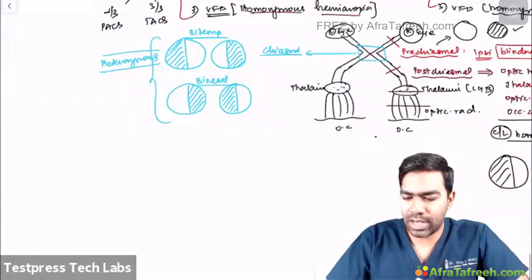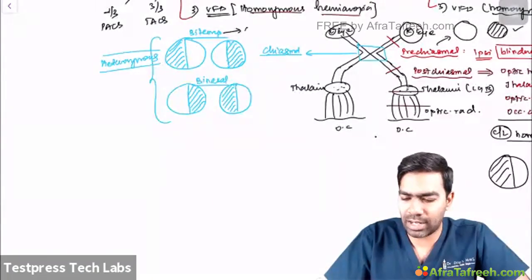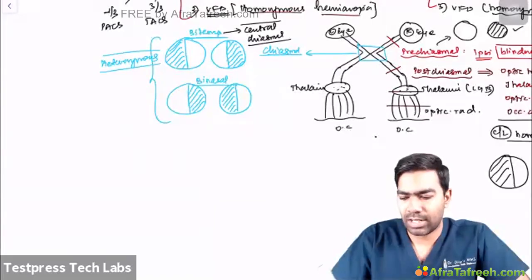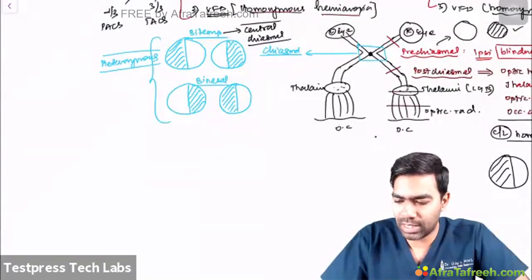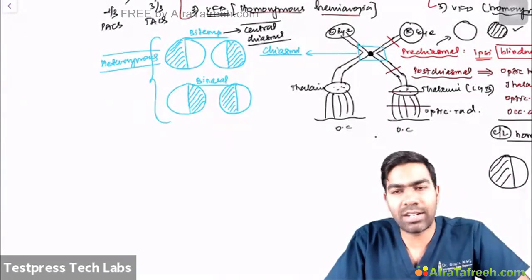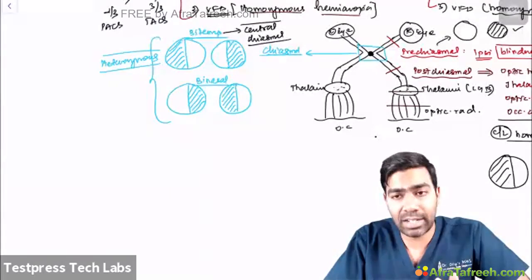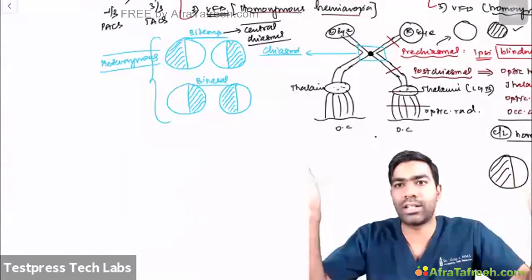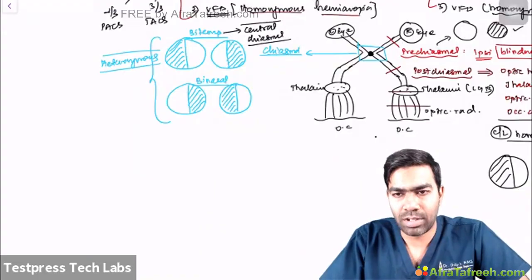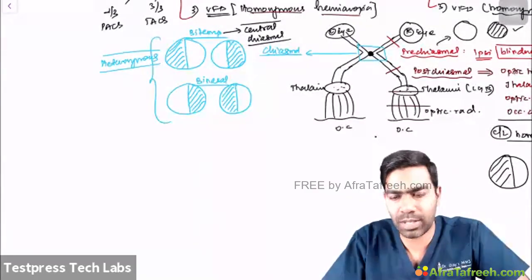For example, where you will get a bitemporal hemianopia is a question. Bitemporal hemianopia you will typically get in a central chiasmal lesion, which means if the defect is in this location, you will get a bitemporal hemianopia. That's because the nasal fibers are the ones which cross, and they carry the temporal field of vision. So in a central chiasmal lesion, the nasal fibers will be lost. That is going to affect the temporal fields, and you will get a bitemporal hemianopia in that setting.